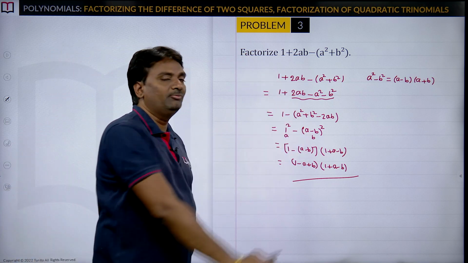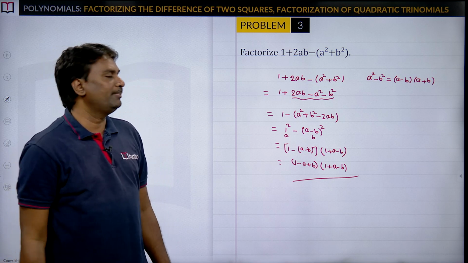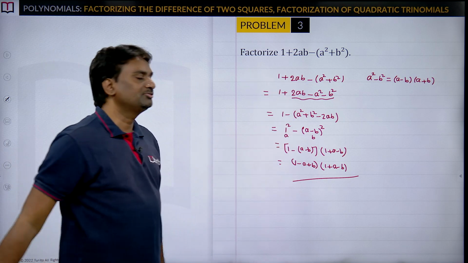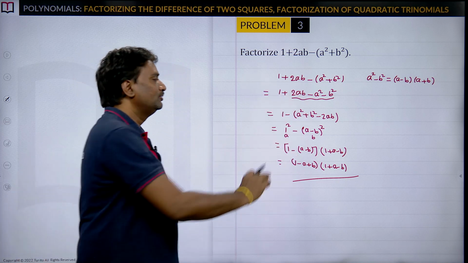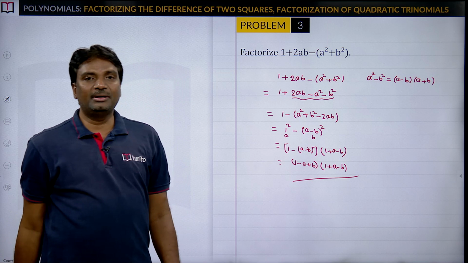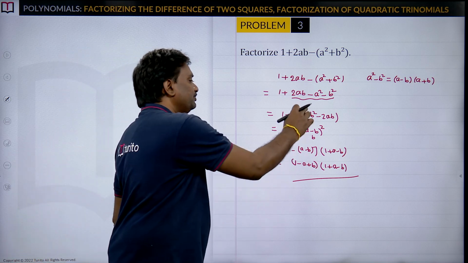So, keep the first term 1 as it is. From the remaining 3 terms 2ab minus of a square plus b square, you can take minus as common. So, 1 minus of a square plus b square minus 2ab. So, the 3 terms in the bracket can be written as a minus b whole square. So, 1 square minus of a minus b whole square.